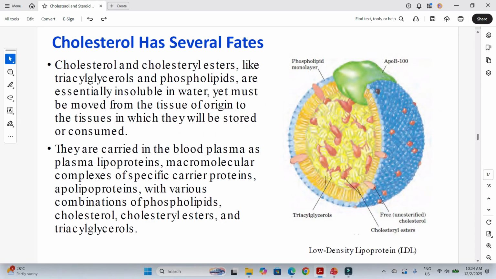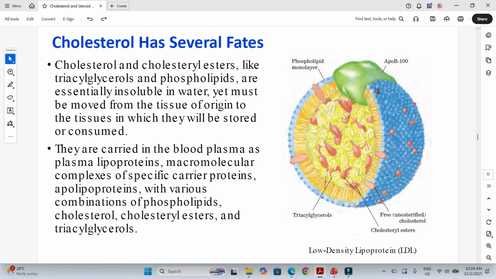Okay, now ask yourselves the question, what are lipoproteins? Okay, so cholesterol and cholesterol esters, like triacylglycerols and phospholipids, are essentially insoluble in water. Yet, as we already know, they must be moved from the tissue of origin, liver or intestine, to the tissues in which they will be stored, like adipose tissues, or consumed, like muscles. So, how do we accomplish that? They are carried in the blood plasma as plasma lipoproteins.